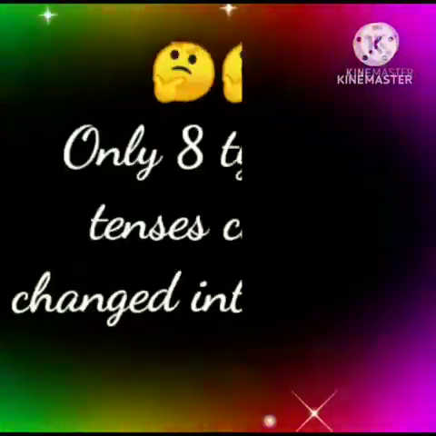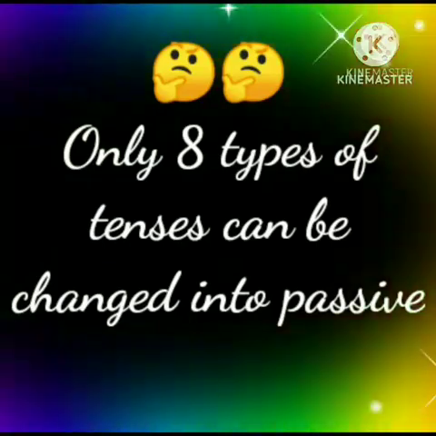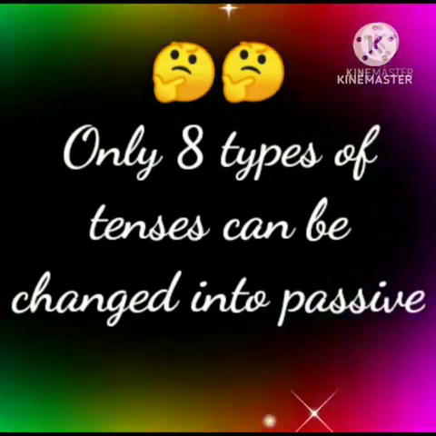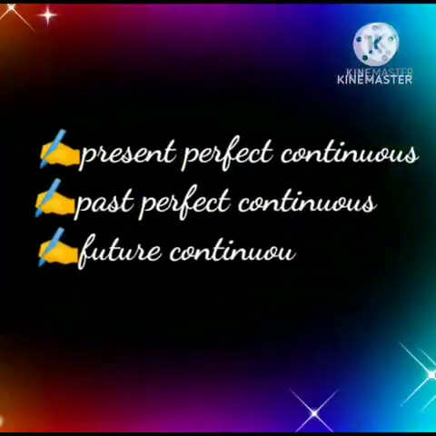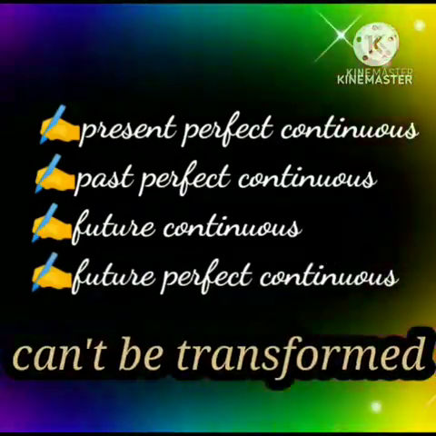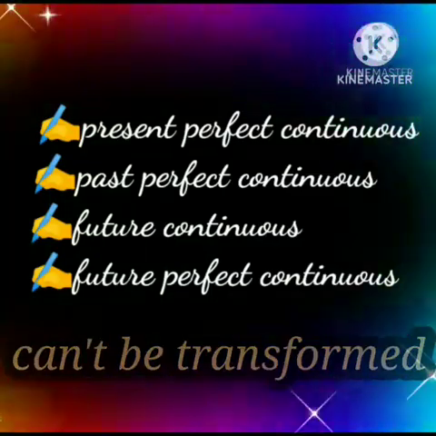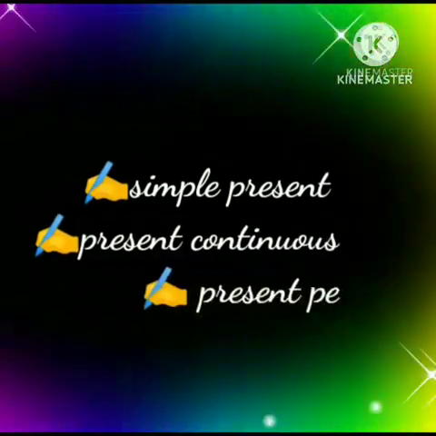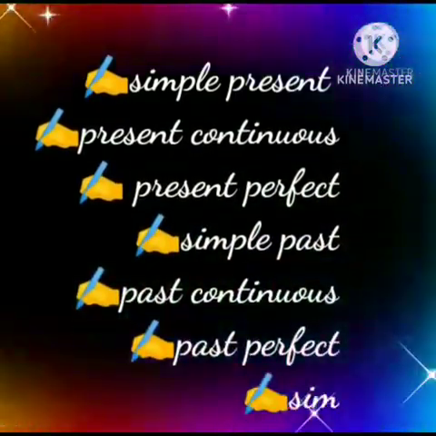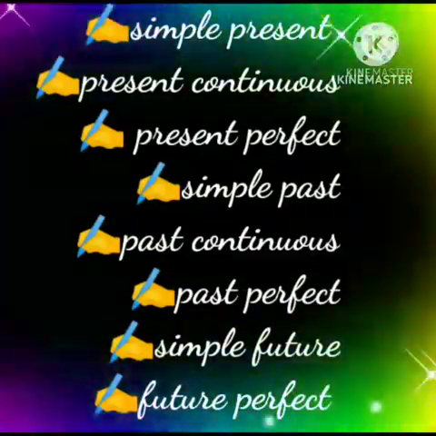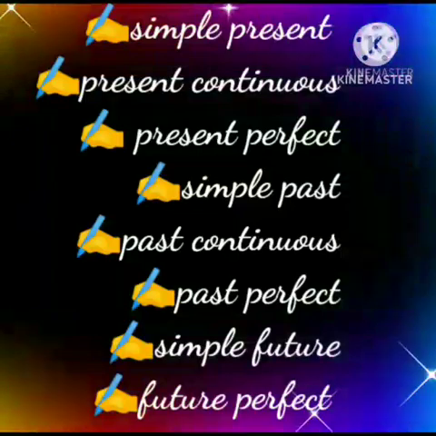Then only 8 types of tenses can be transformed into passive voice. I hope you all do remember all the 12 tenses well, and among those present perfect continuous tense, past perfect continuous, future continuous and future perfect continuous tense, these 4 tenses cannot be transformed into passive form. Remaining 8 tenses like simple present tense, present continuous, present perfect, simple past, past continuous, past perfect, simple future and future perfect, these 8 tenses alone have passive form.